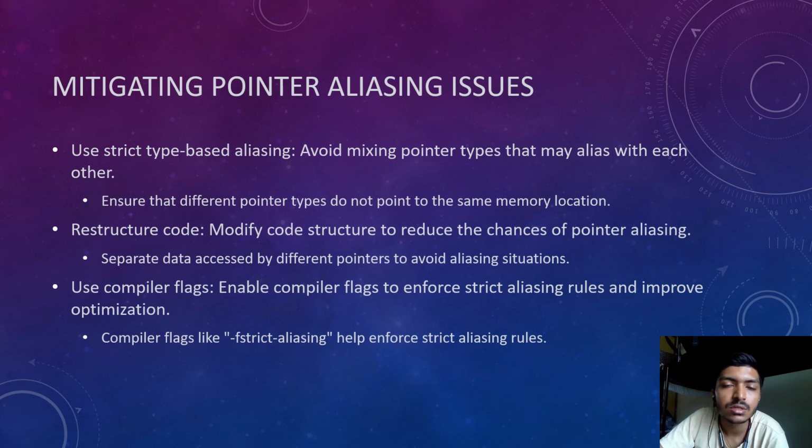The second one is to restructure the code. Modify the code structure to reduce the chances of pointer aliasing. Separate data accessed by different pointers to avoid aliasing situations.